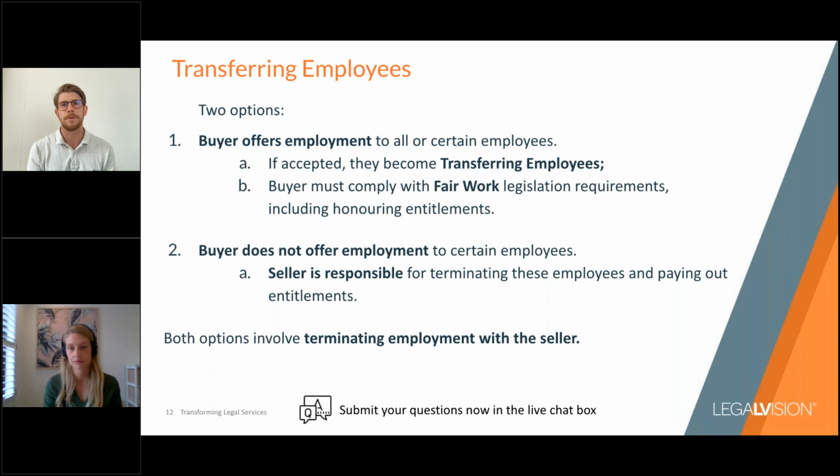As an overview, both options involve the termination of employees. It's referred to as transferring, where they come across to the buyer, but there's still a termination by the seller and an offer by you, the buyer, and then there's an adjustment as to the employee entitlements. And under the Fair Work Act, you're required to recognize some of those entitlements.